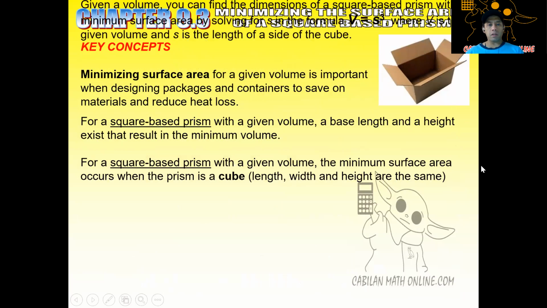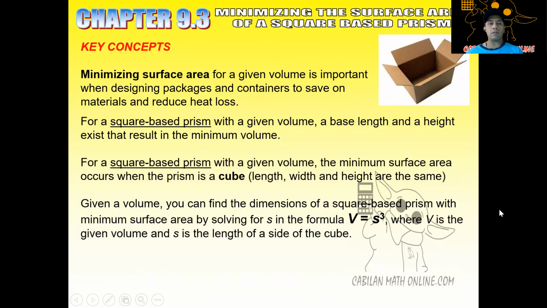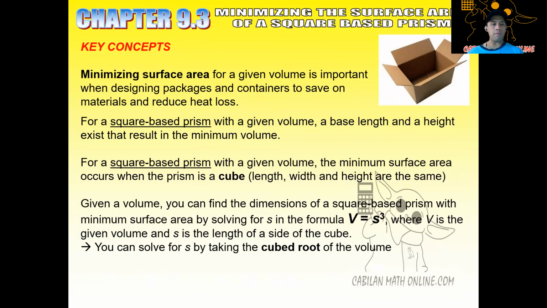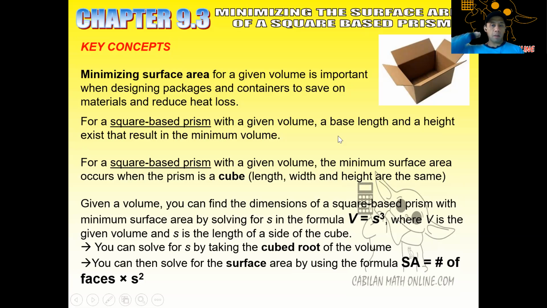The first formula we're going to look at is the case where we're given a volume, where the volume is maximized, and what we want to figure out are the measurements that are going to minimize the surface area. As you can see, the first formula we have here is V equals S cubed. So we're going to go through the steps in detail in terms of how to solve for that S using the keys in the calculator. Basically, we want to discover what it means to take the cubed root.